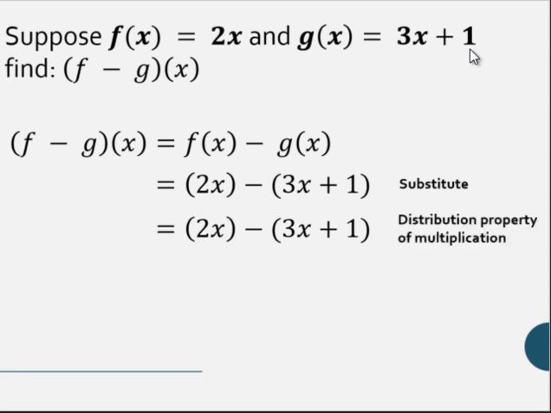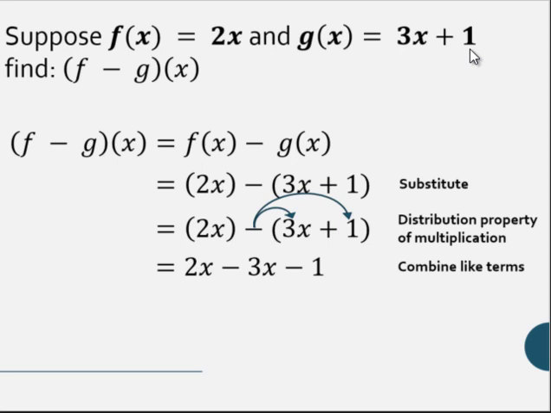Now we are going to distribute the negative sign in each and every term inside the parenthesis. So we're going to do the distribution property of multiplication. So negative times 3x equals negative 3x. Negative times 1 equals negative 1. So 2x minus 3x minus 1.